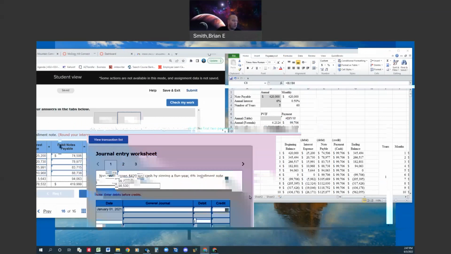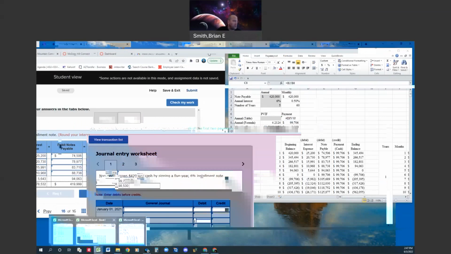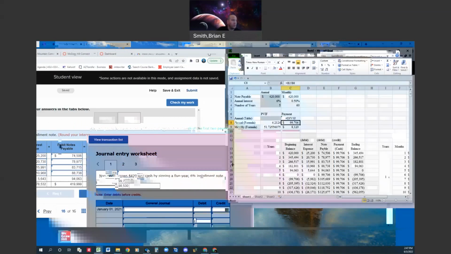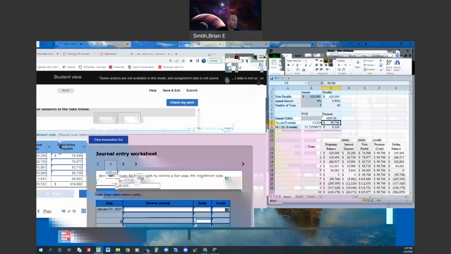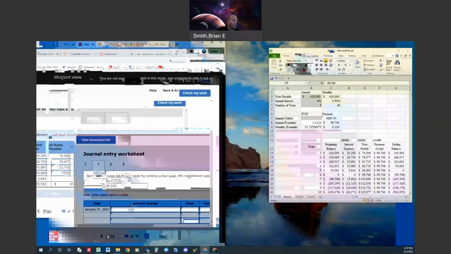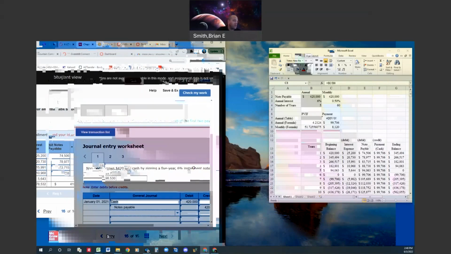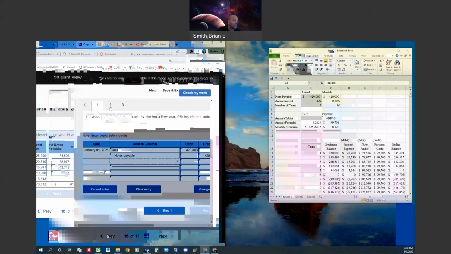Norwood borrows 420. We need to do the journal entry. So I'm going to bring this back up so that we can look at our journal entries here. We want to make sure that we got that ready. And let's just squish this back over here. So we borrow the $420,000 cash. So we're going to debit cash here, 420,000. This one's note payable, 420,000. There we go. What is our next journal entry?